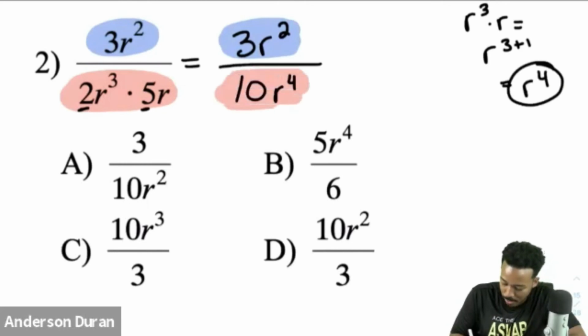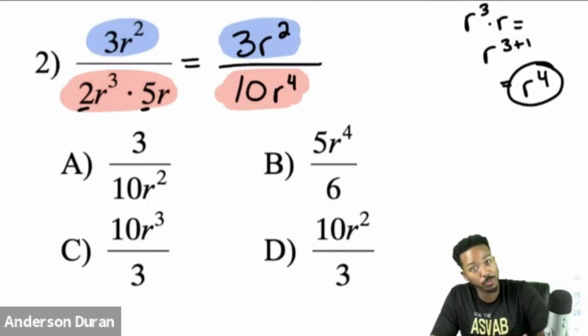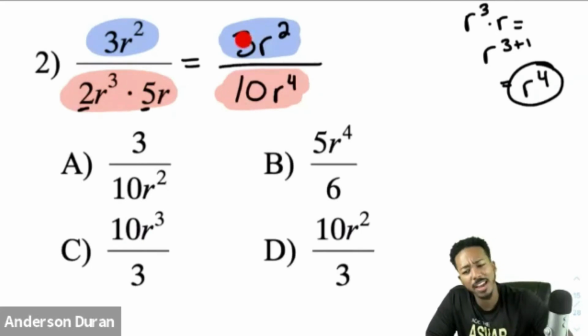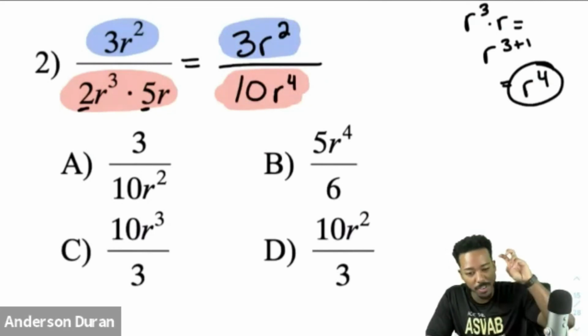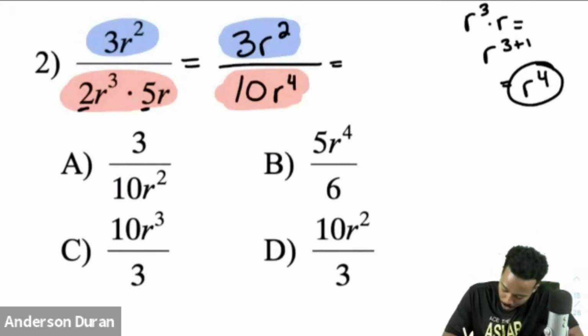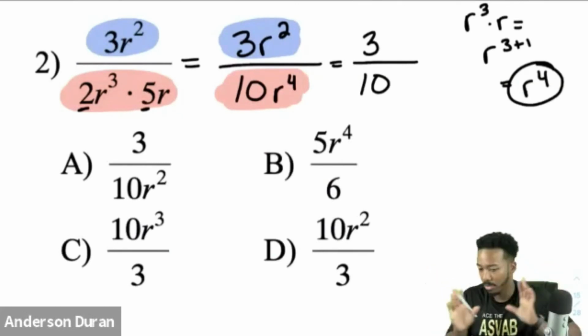So notice this is actually a little more manageable now, right? Can we simplify the 3 and the 10? Is that simplifiable? Nah, that's not simplifiable. We just leave it as is, and that's going to be 3 over 10 there. It's not simplifiable. Can't do it.